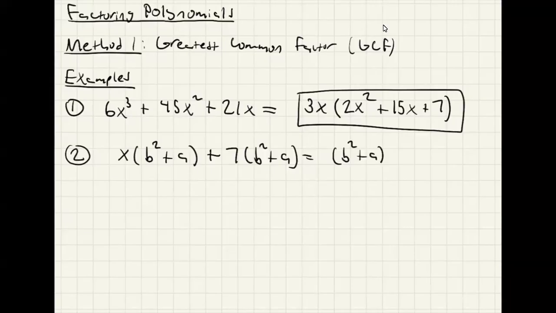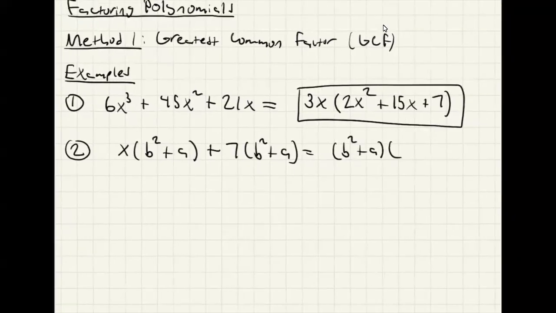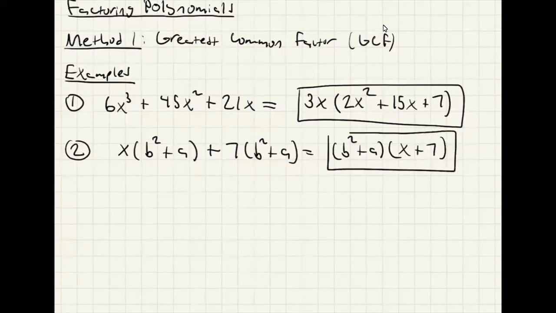And then you see what's left behind. If we factor out a b squared plus a from this term, all that's left is an x. So we have x. And if you factor out a b squared plus a from this term, all that's left is a 7. So we have plus 7. So this would be what it is factored.